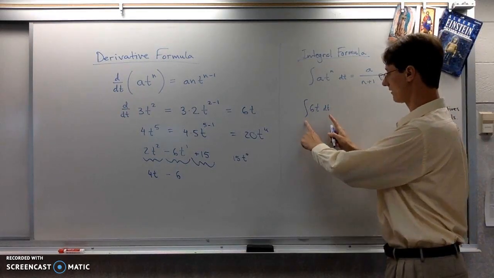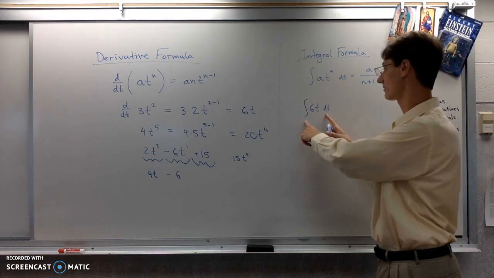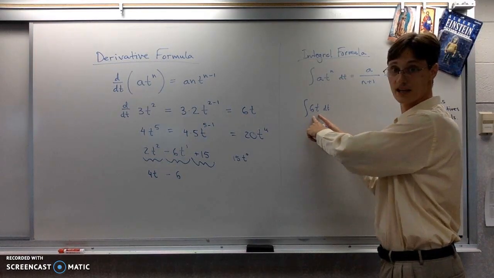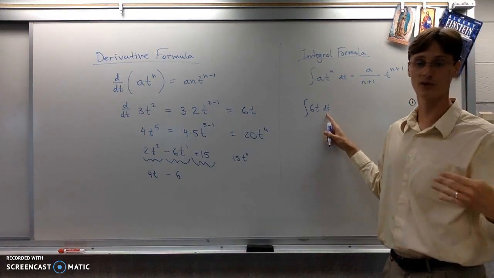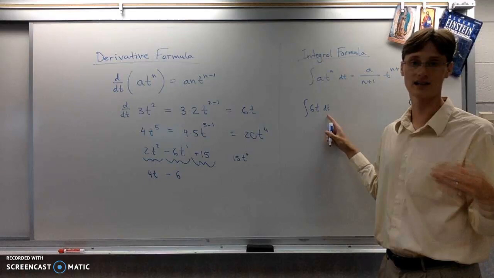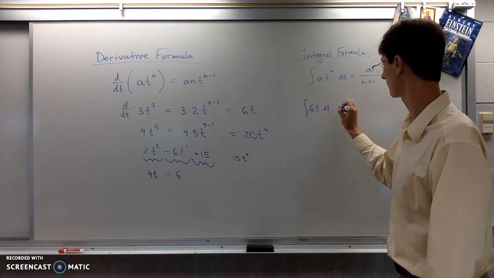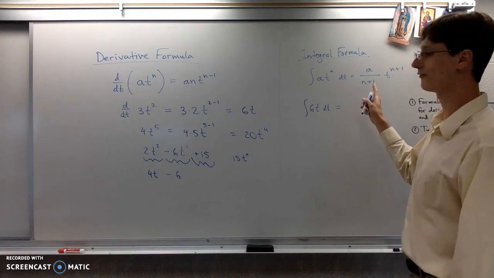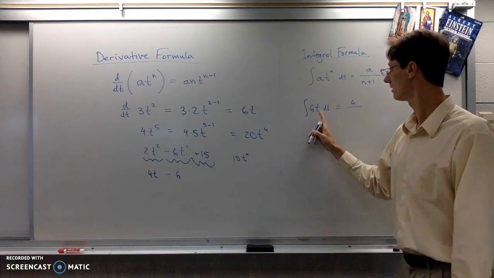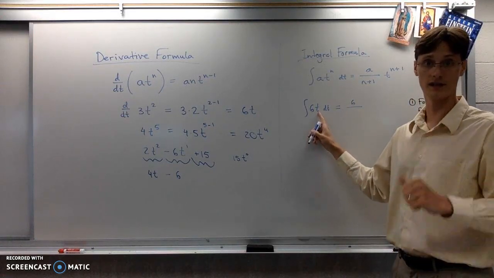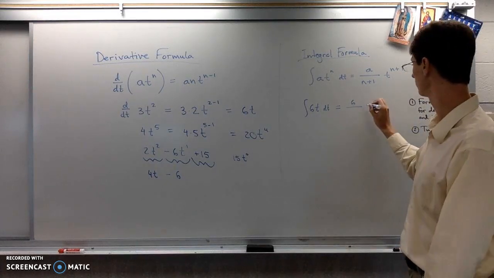All right, all this stuff here is just notation, at least as far as you're concerned for this class. This is the thing we're taking the integral for. This says we're taking the integral with respect to time, meaning time is the variable. That's the extent to which you probably need to care about that. Using my formula here, a is 6. The exponent right now is 1. The new exponent then would be 1 plus 1 is 2.